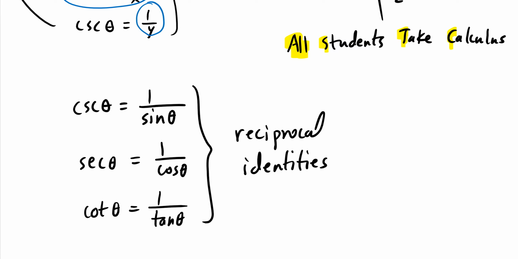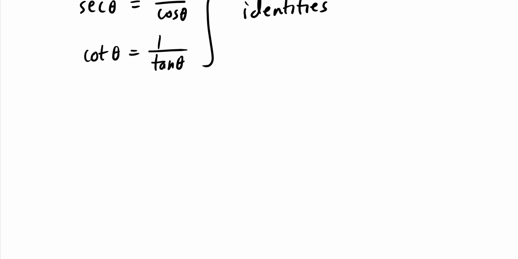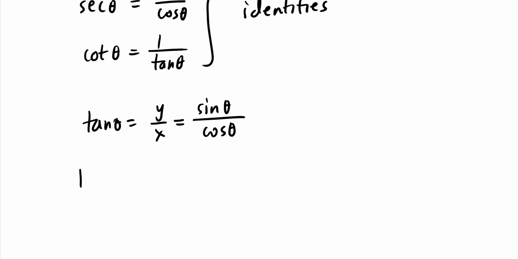On top of this, if we look back at tangent, it's defined as y over x. So tangent theta is y over x. But y, what is y? Y is sine theta. X is cosine. So that tells us that tangent theta is sine theta over cosine theta. Very important.